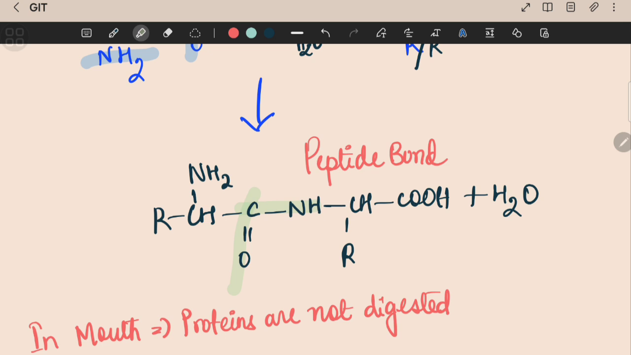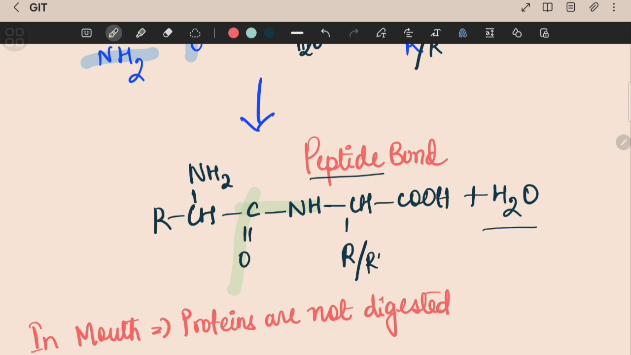So this is called the peptide bond, and the groups can be R or R dash. By joining them, there is formation of the peptide bond. Like this, many peptide bonds form: one peptide, then dipeptides, then many units form polypeptide chains. And like this, proteins are actually formed.